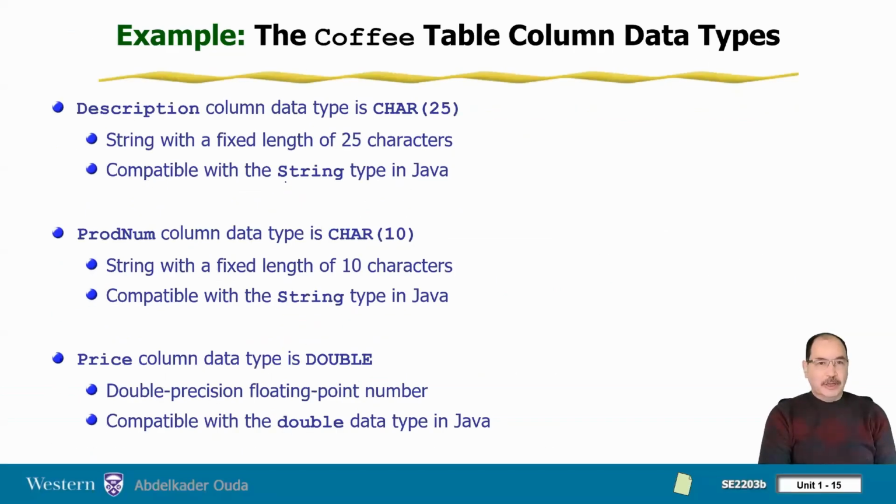So here in the slide, I give you some examples of how we use char. We have here the description based on our coffee table. We define description as a character or a string of length 25. We define product number as another string of length 10, and the price here is defined as double.